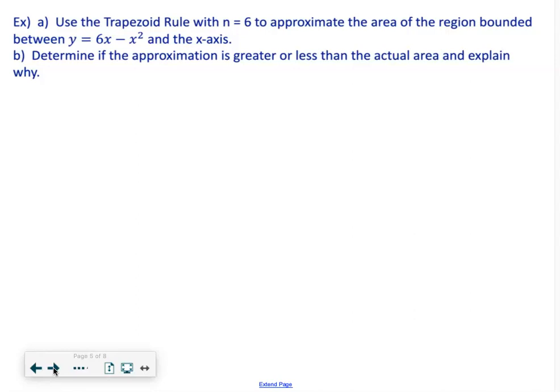Did I give you left and right endpoints? No. Does that mean there are no left and right endpoints? No. There are left and right endpoints. You just have to figure them out. How are you going to figure them out? Well, because it's a region bounded between those two graphs, you've got to find where 6x minus x squared and the x-axis meet.